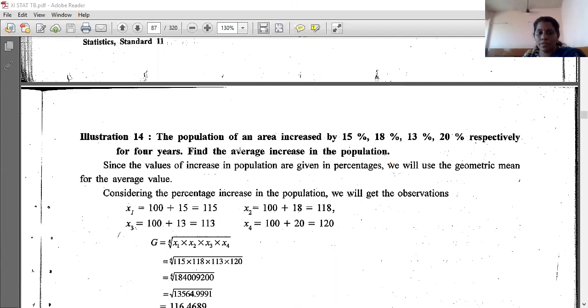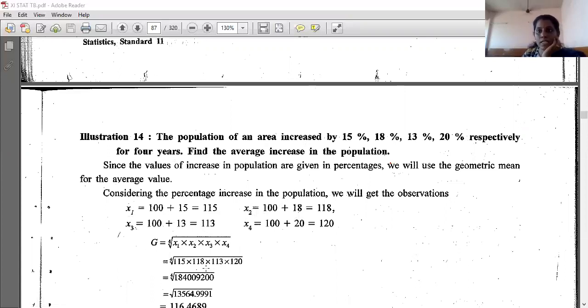The population of an area increased by 15%, 18%, 13% and 20% respectively for 4 years. Find the average increase in the population. Since the values of the increases in population are given in percentages, we will use the geometric mean for the average value. Considering the percentage increase in the population, we will get the observations: x1 equal to 100 plus 15, that is 115. x2 equal to 100 plus 18, that is 118. x3 equal to 100 plus 13, that is 113. And x4 equal to 100 plus 20, that is 120.